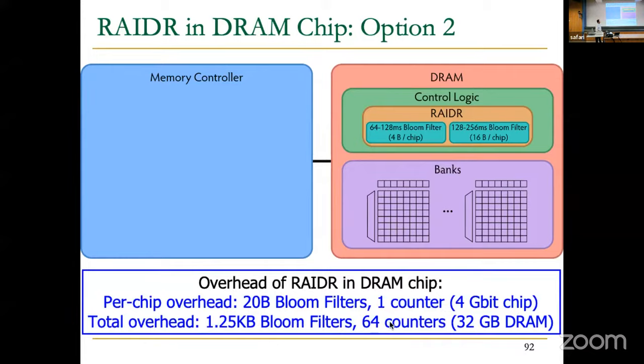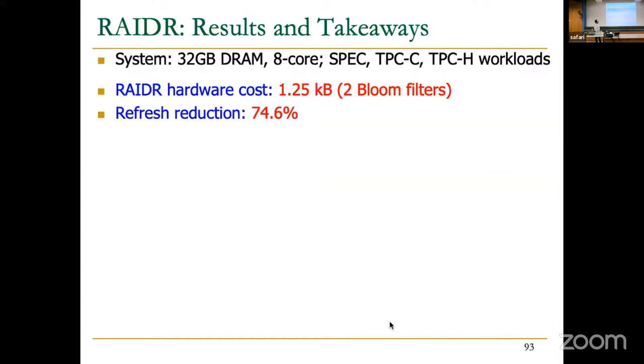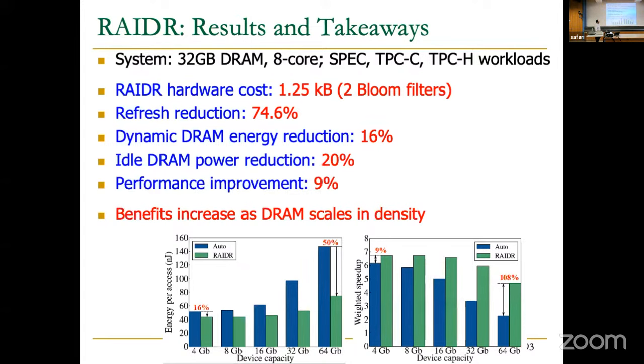Okay. So RAIDR's hardware cost, we already talked about this, and the refresh reduction. I already went through this slide earlier. And the benefits increase as DRAM scales in density. You see a 50% reduction in energy here and a 108% improvement in the weighted speedup, which is the performance metric.